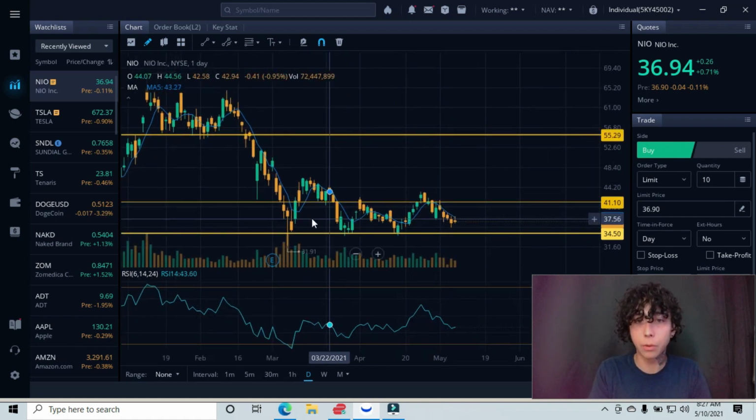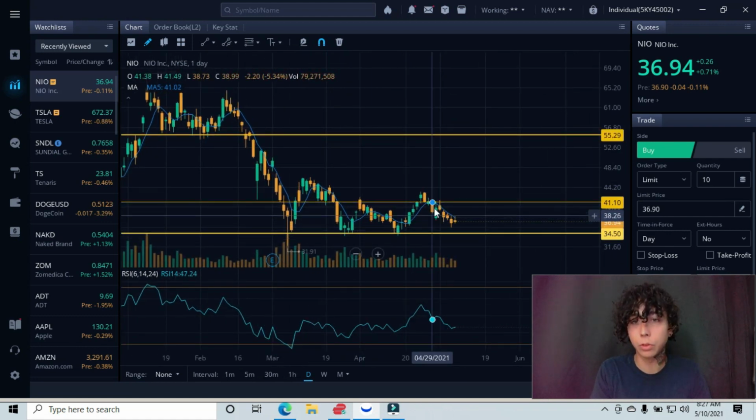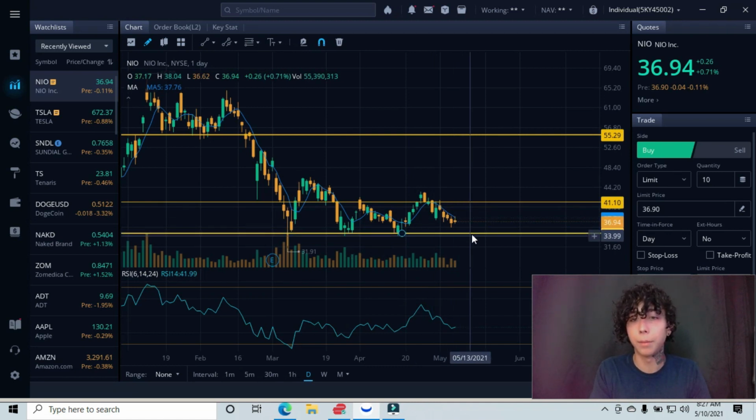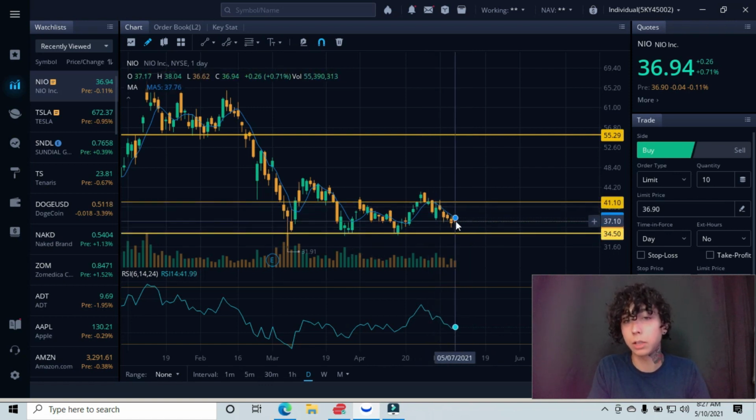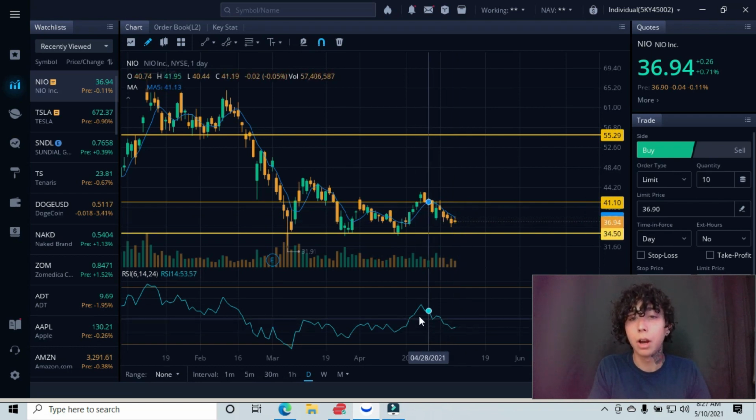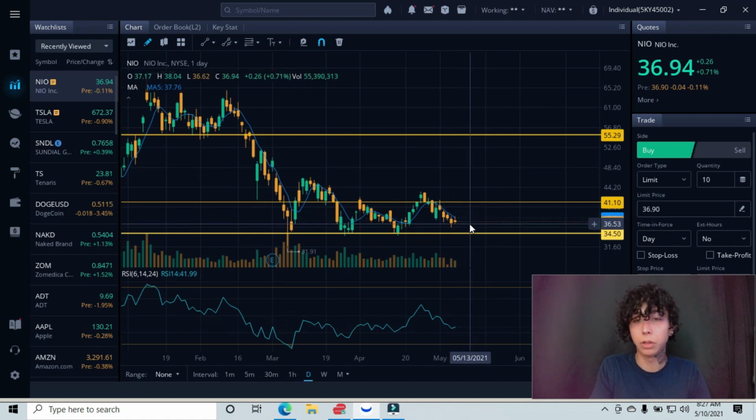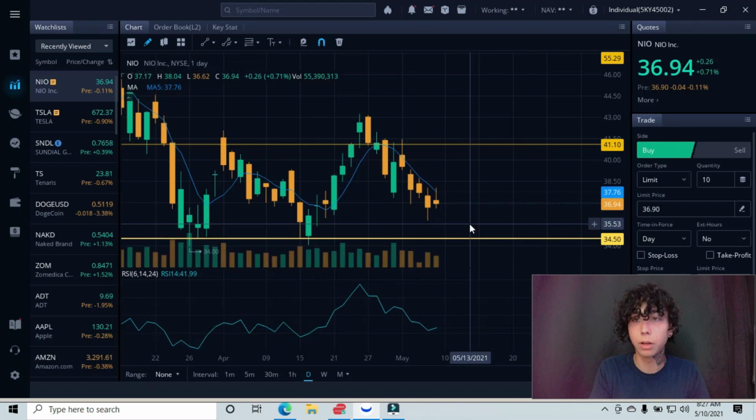So you can see how we bounced off of this level 3 times, and we're starting to pull back almost to exactly where this level is at. This is where my first ideal entry would be for you guys, of course. We are still below this trend line. So yes, we are still in this downward trend. Even on the RSI, it shows that we're pulling back, and we're starting to correct. However, I believe we're still going to continue this downward trend.